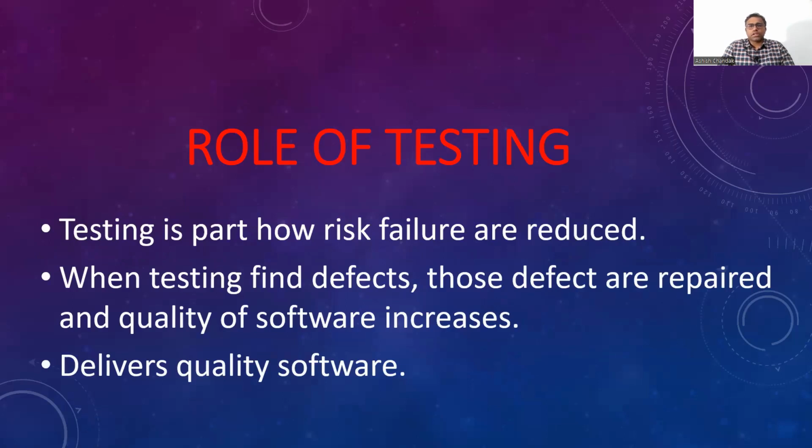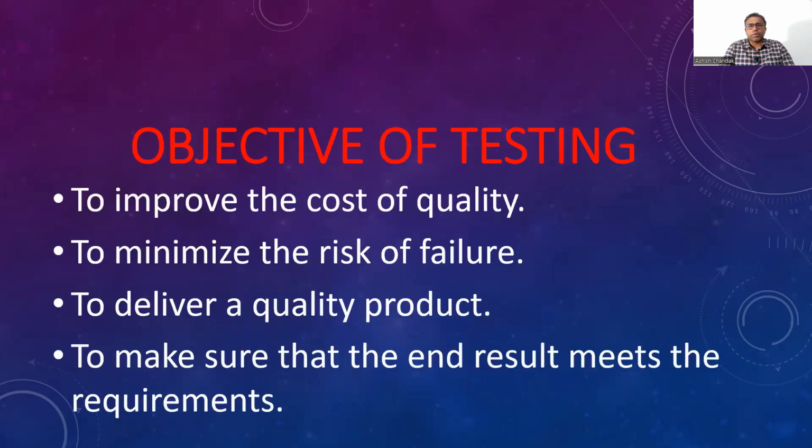So, what is the role of testing? Testing is used to reduce the failure. Through testing, we can remove as many bugs as possible from the software product and we can reduce the chances of failure. The main role of testing is to deliver quality software. When testing finds the defects, these defects are repaired. Through testing, we can find out the defects, and these defects can be repaired.